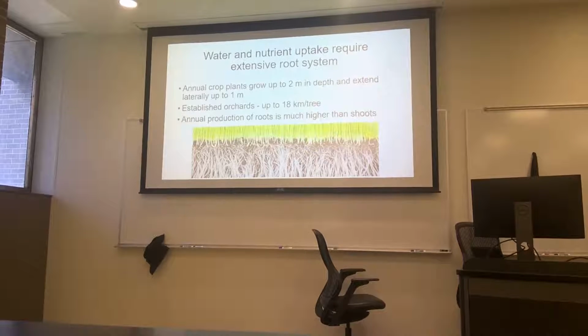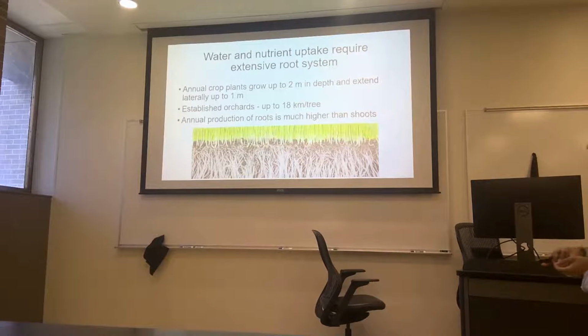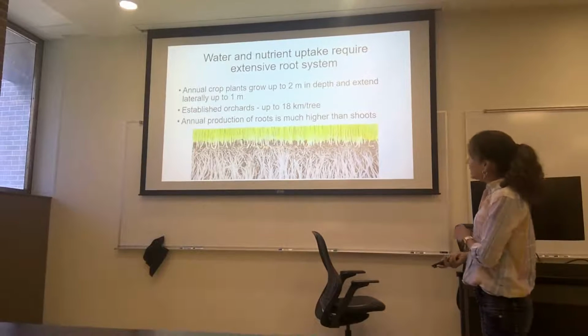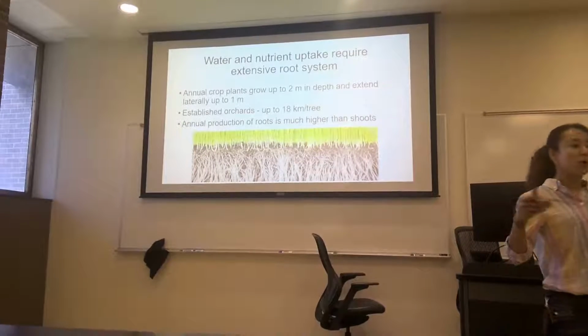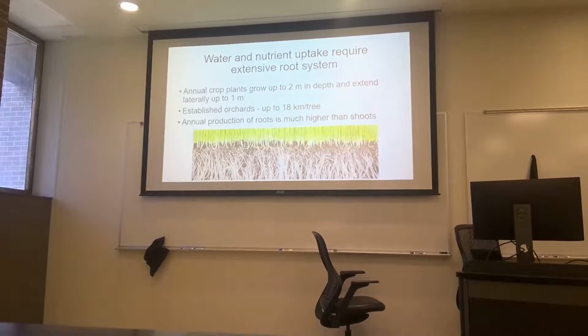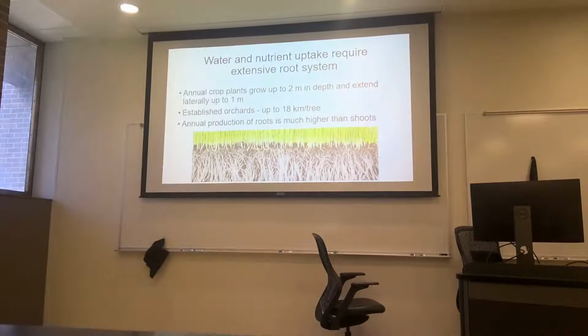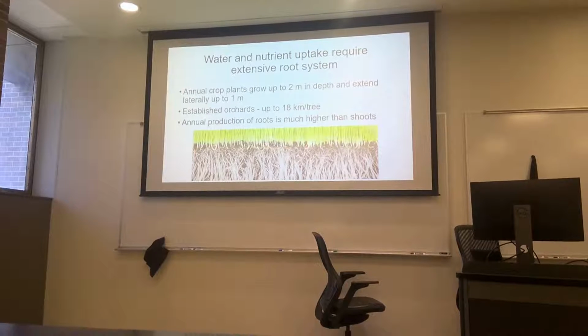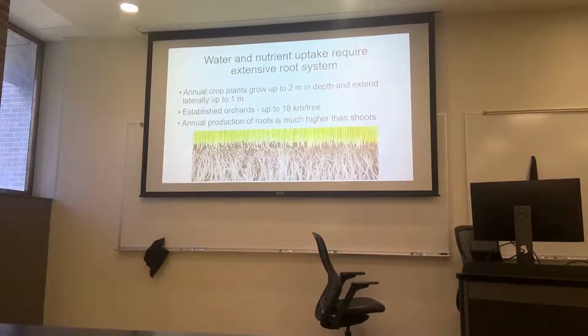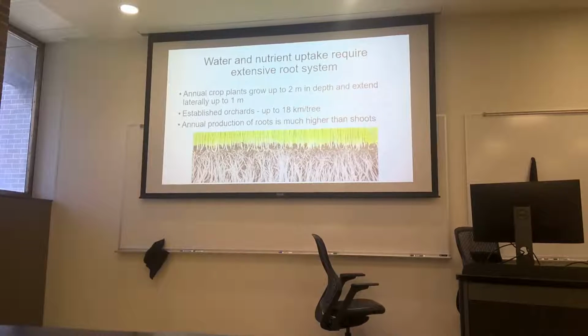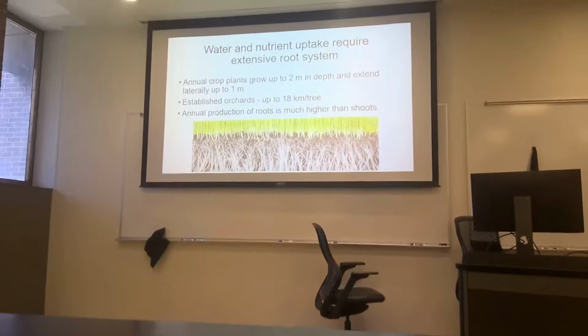So when we think about annual crop plants, they grow about 2 meters in depth and extend about 1 meter, just roots, every year. An established orchard, and this is probably apple or something, has up to 18 kilometers of roots per tree. So it's much more growth under the ground than what we're actually seeing.